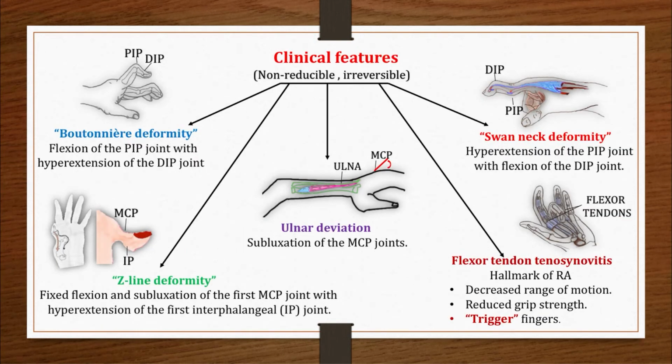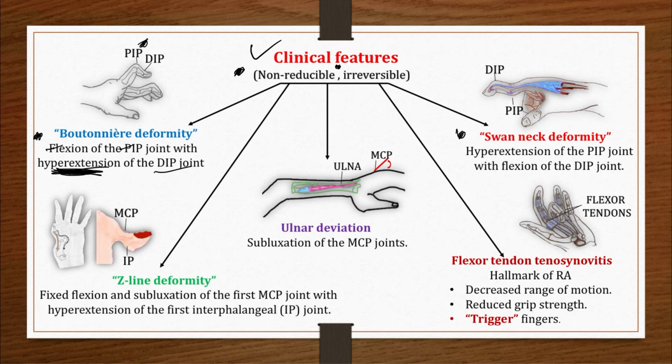Now let's talk about the joint deformities in an RA patient. The joint deformities in rheumatoid arthritis patients are non-reducible and irreversible, meaning you can't go back. So let's begin with Boutonniere deformity. This is because of the flexion of the PIP, the proximal interphalangeal joint, and hyperextension of the DIP, distal interphalangeal joint. Please take note that this is hyperextension, not only extension, and hyperextension which is pathologic, right?